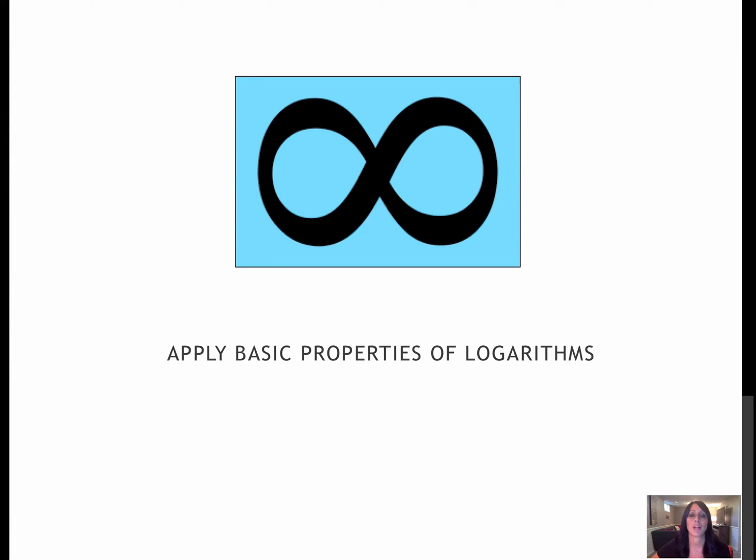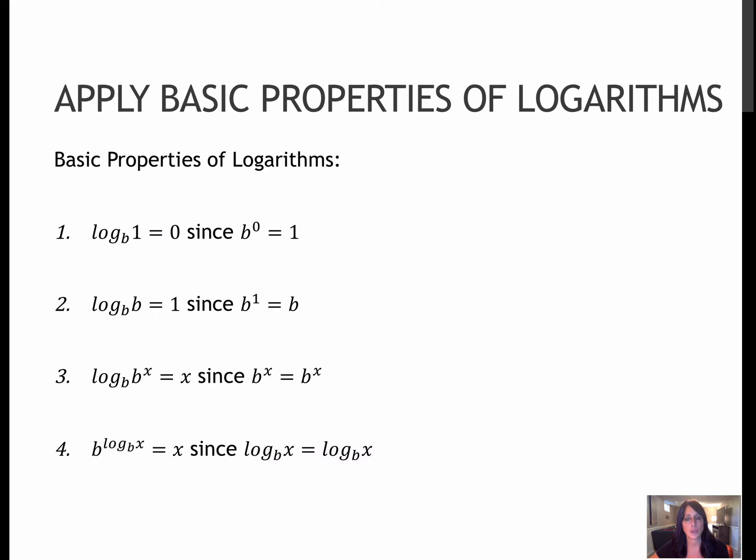In this lesson, we'll apply the basic properties of logarithms. I alluded to one of these in our last lesson, but let's go ahead and talk about them. The first one is if I have log base b of 1, I get 0. And of course, this is pretty intuitive since anything to the 0 power would be 1. So if this value is 1, we know that the solution is 0.